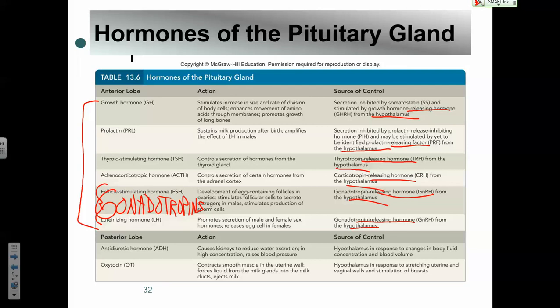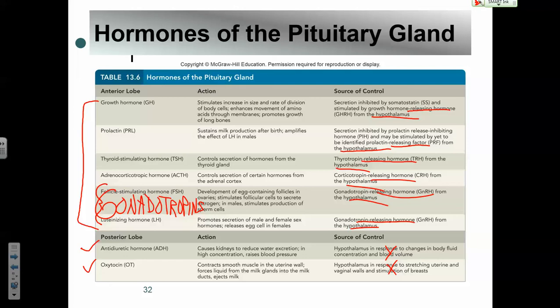Okay? And then the posterior lobe, you have ADH and you have oxytocin, and you need to know their functions, and their source of control is not really a big deal for your test. You just need to know where they're released. Technically, they're hypothalamic hormones, but we call them posterior lobe hormones because of the place they get into the bloodstream. Okay, and then know what they do, which I've already talked about.